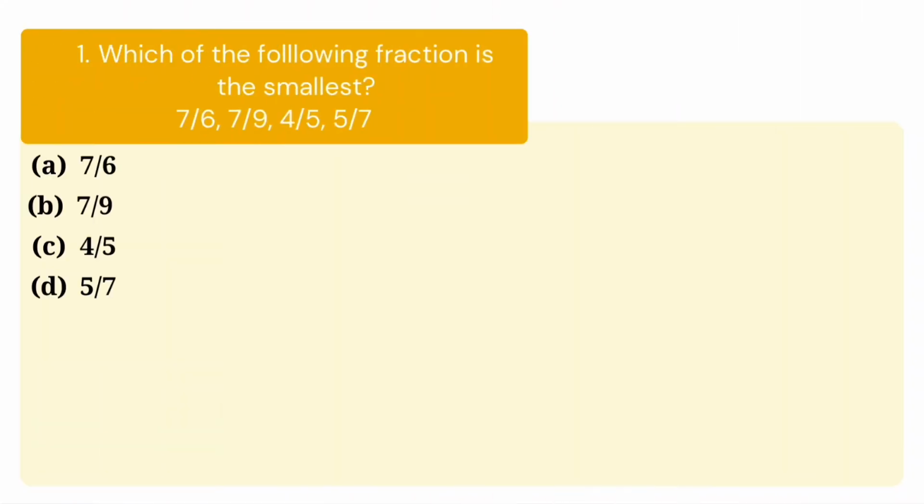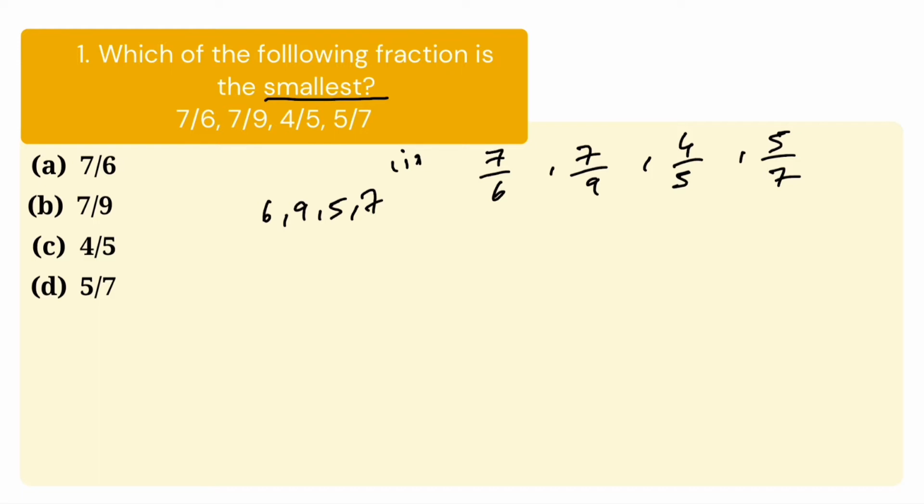The next question is, which of the following fractions is the smallest? Okay, so we require the smallest one. This can be solved in three methods. The first method is comparison: make all denominators the same. Here denominators are different, so in order to make the denominators the same, take the LCM of 6, 9, 5, 7.